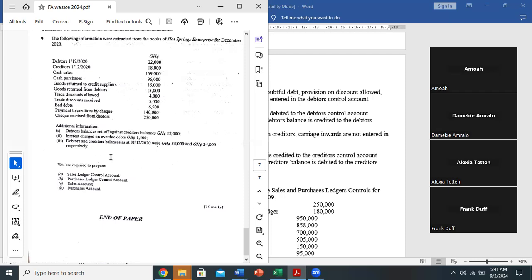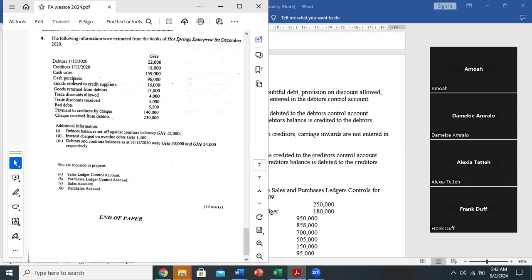Just open the first account, which is the debtors control account, but here it is referred to as a sales ledger control account. Remember, when you pick an item, you ask yourself: is this item increasing the debtors balance or decreasing it? If it is increasing it, you debit. If it is decreasing it, you credit. If you go to the creditors, you pick the item and ask yourself: will this item increase the creditors balance or decrease it? If it decreases it, you debit. If it increases it, you credit.